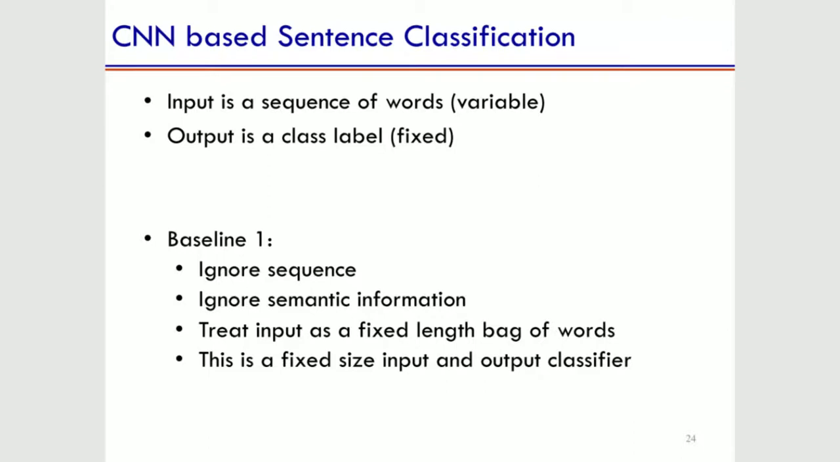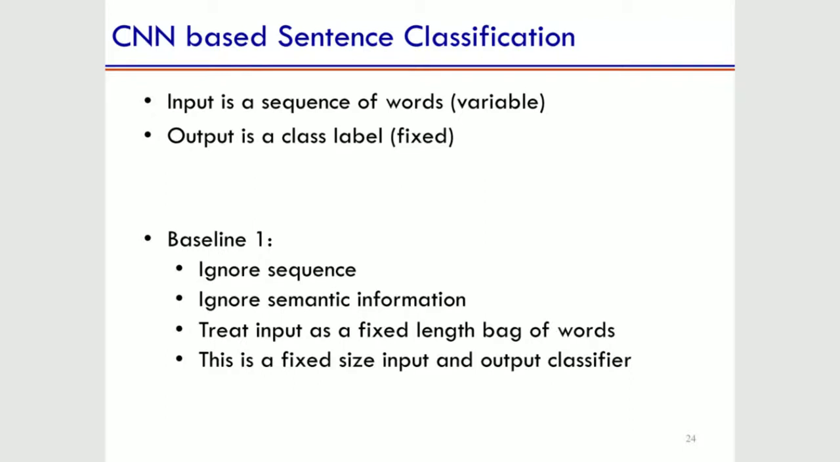First baseline. What's the best thing you can do? If you do not know deep learning or anything about text, ignore the sequence, and basically ignore the semantic information, in the sense of what the words mean. Treat the input as a fixed-length bag of words. It just means these are the words that were present in this sentence out of all the vocabulary that I have. If the word is present, indicate it as 1. If the word is not present, indicate it as 0. Think of a binary vector the length of the vocabulary, where only those words which are present are ones.